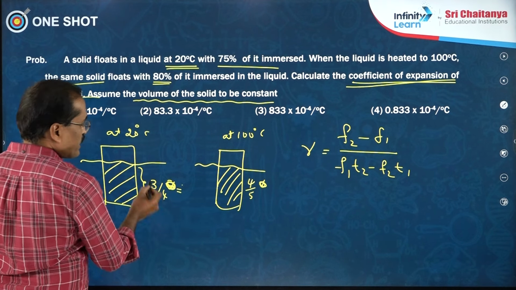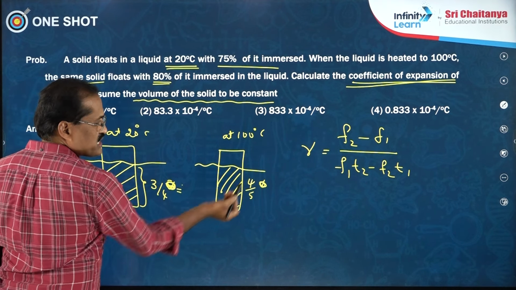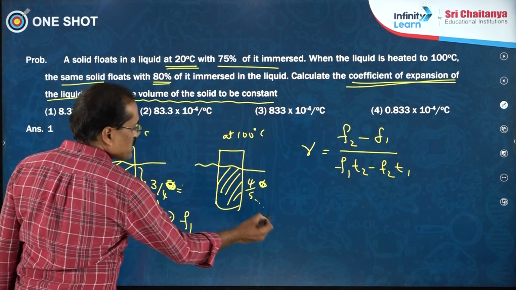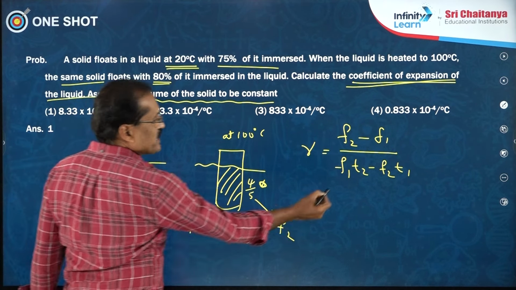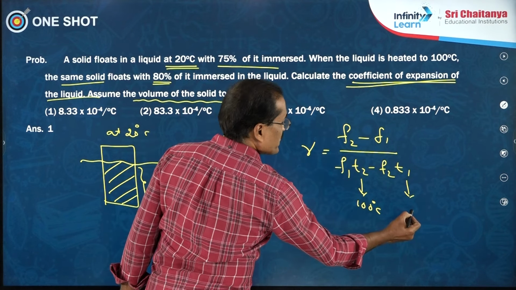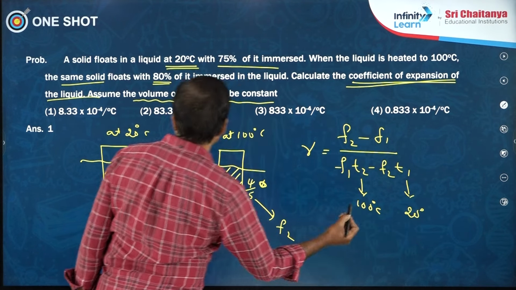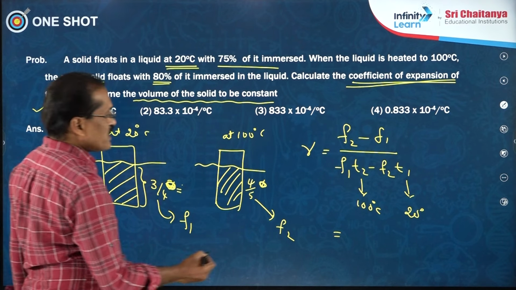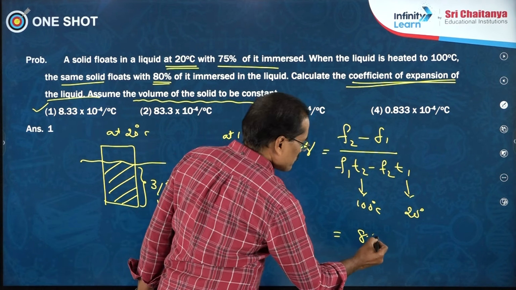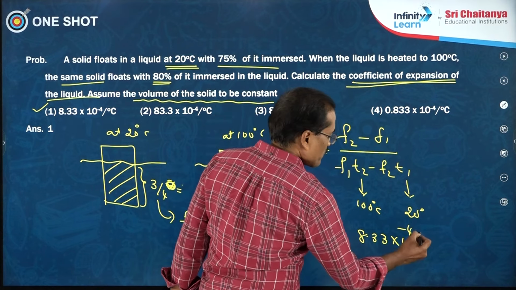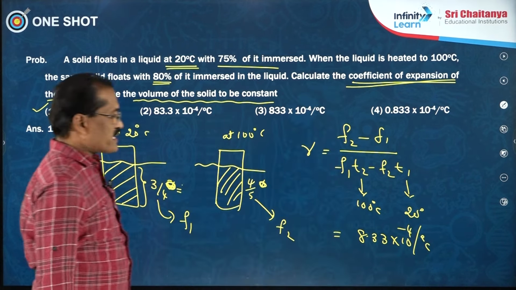So F2 is equal to this. You can take that here, and it is only the fraction, not the volume, so no need to count that. Directly 3/4 is the fraction, and this fraction is 4/5. This is equal to F1, this is equal to F2, and T2 is 100 degrees Celsius, and T1 is 20 degrees Celsius. You can substitute that here, and gamma is equal to the first answer that you are going to get, 8.33 into 10 power minus 4 per degree Celsius, right children.